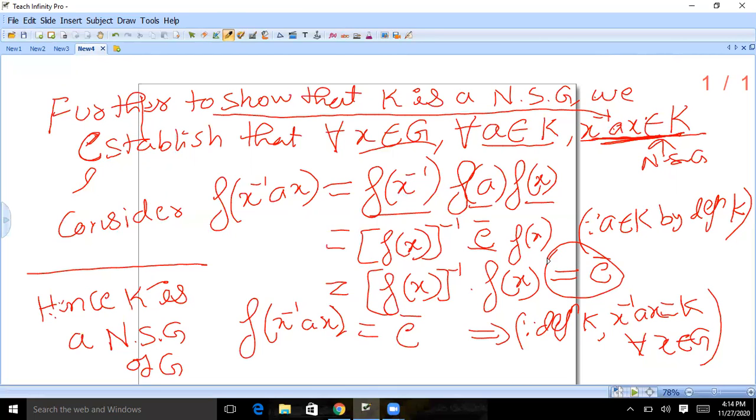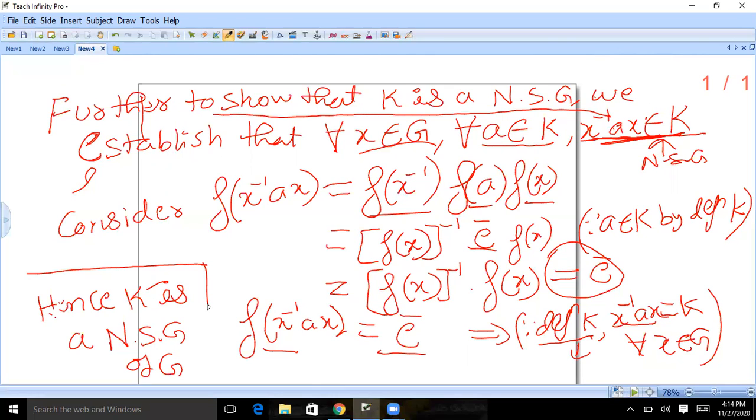Then it will be understood. So f of x inverse a x is equal to e. This is how, by the definition of K, where K means kernel of the homomorphism. Okay, so this is x inverse a x belongs to K for all x belongs to G. So this K is a normal subgroup. K is a normal subgroup.